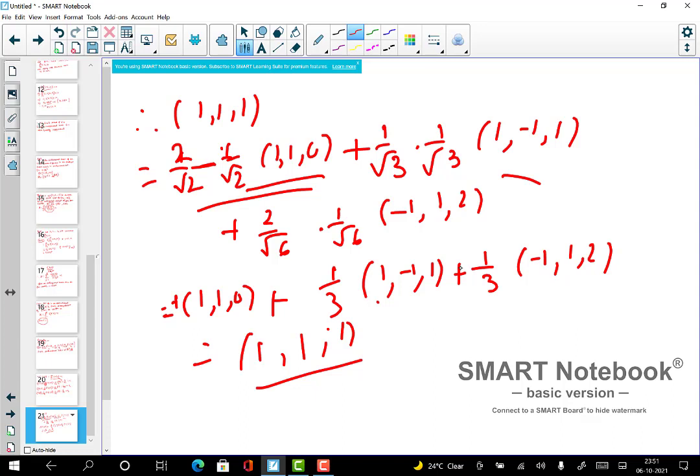Okay, so these are some of the properties of orthogonal sets, and in the next class we will discuss one of the most important theorems, called the orthogonal projection theorem. Okay, so I will stop here.